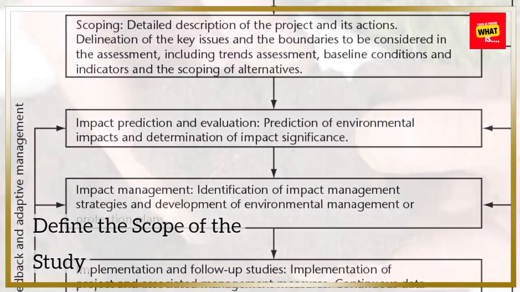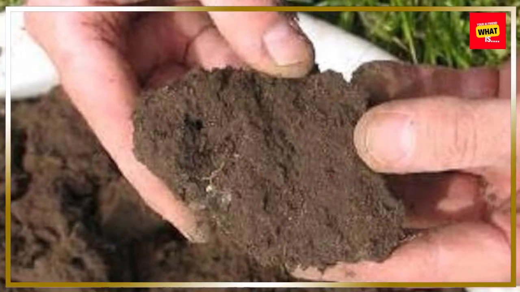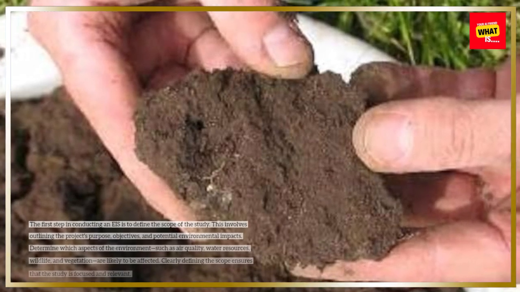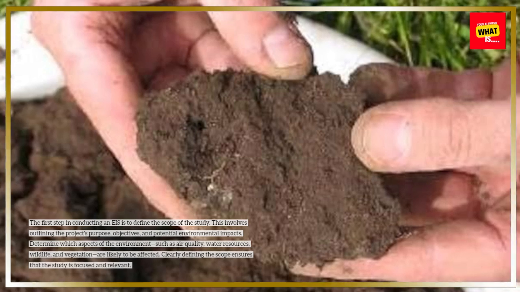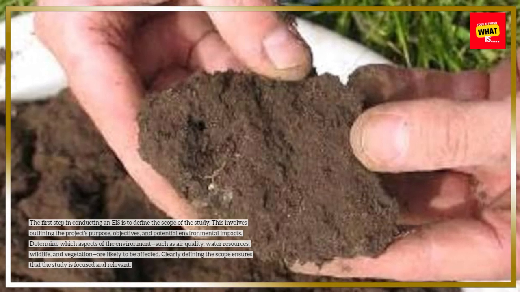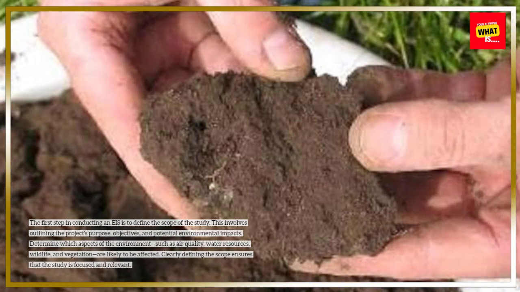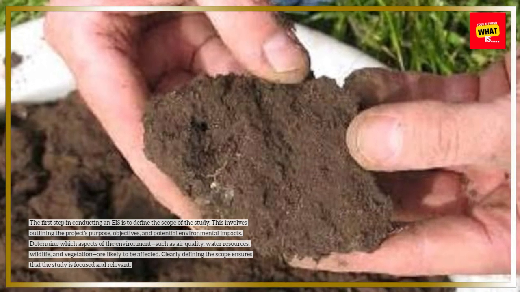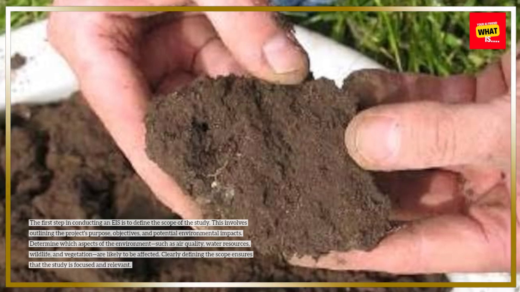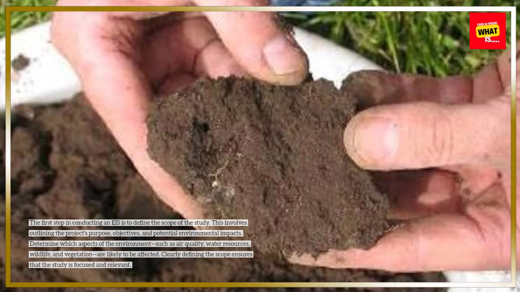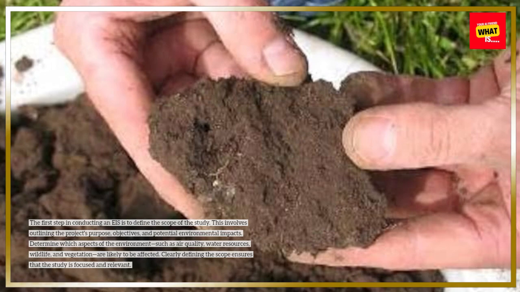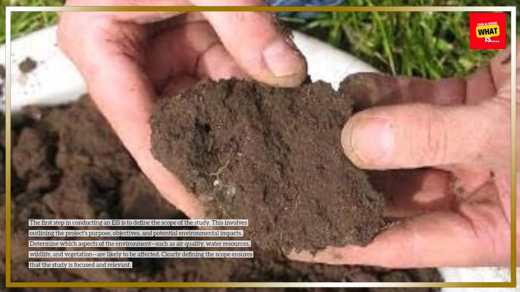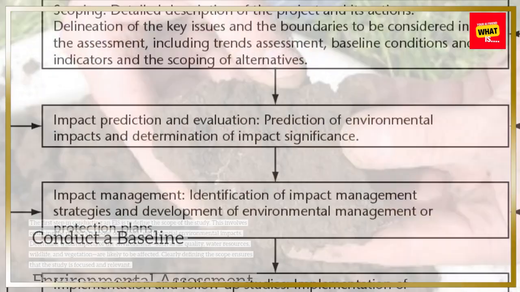Define the scope of the study. The first step in conducting an EIS is to define the scope of the study. This involves outlining the project's purpose, objectives, and potential environmental impacts. Determine which aspects of the environment, such as air quality, water resources, wildlife, and vegetation, are likely to be affected. Clearly defining the scope ensures that the study is focused and relevant.